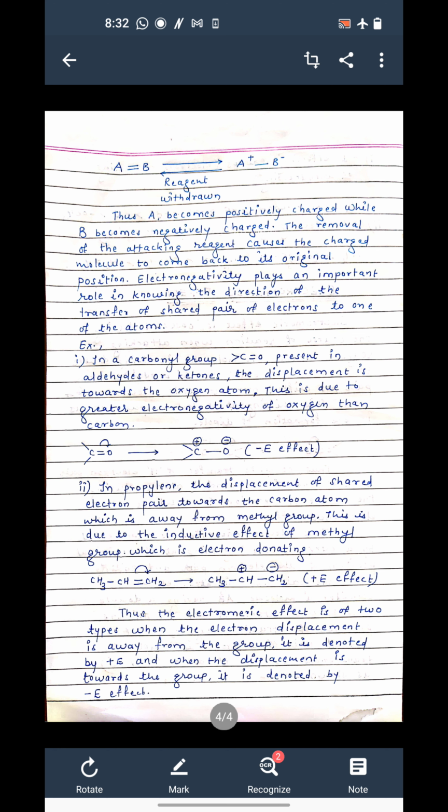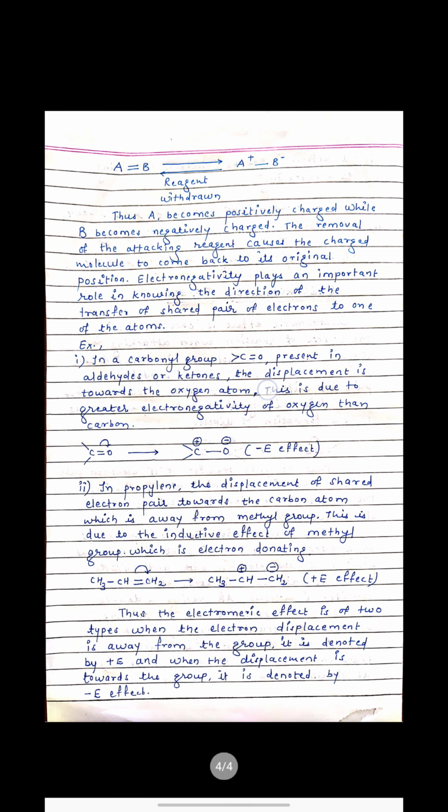Electromeric effect is not a permanent effect, it is a temporary effect. When we remove the attacking reagent, we get back the same molecule as it was. So it is not permanent, but it is a temporary effect. So this is all about the electromeric effect.